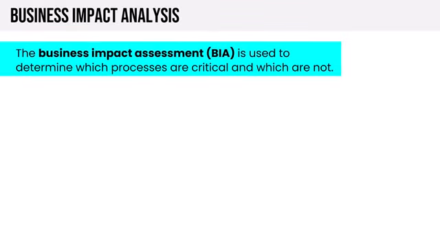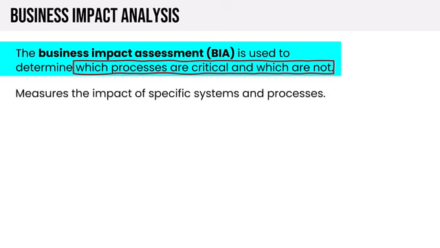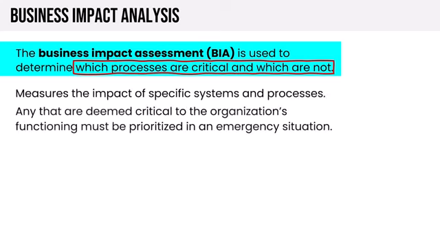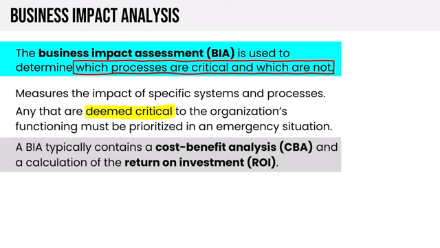And the business impact assessment, which we talked about earlier in this series, is used to determine which processes are critical and which are not. It measures the impact of specific systems and processes, and any that are deemed critical to the organization's functioning must be prioritized in an emergency situation. The business impact assessment typically contains a cost-benefit analysis and a calculation of the return on investment.